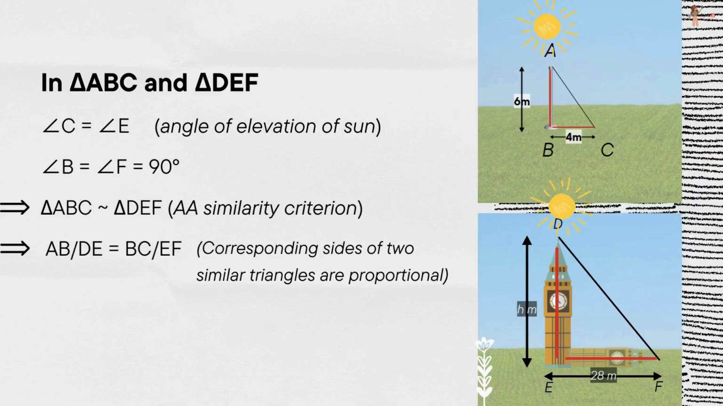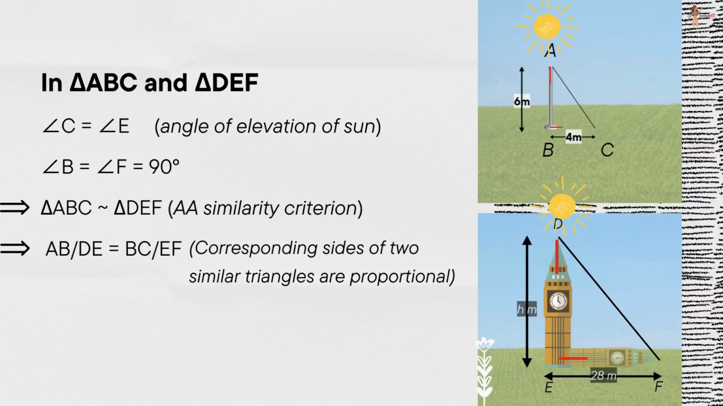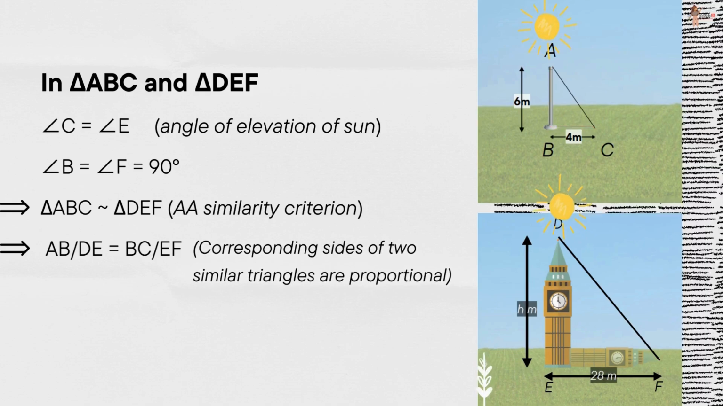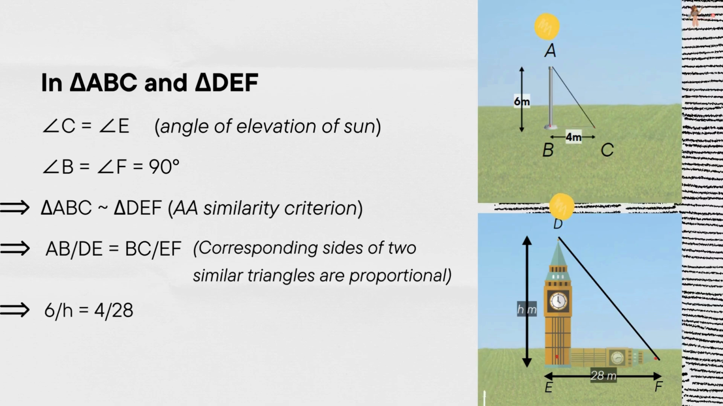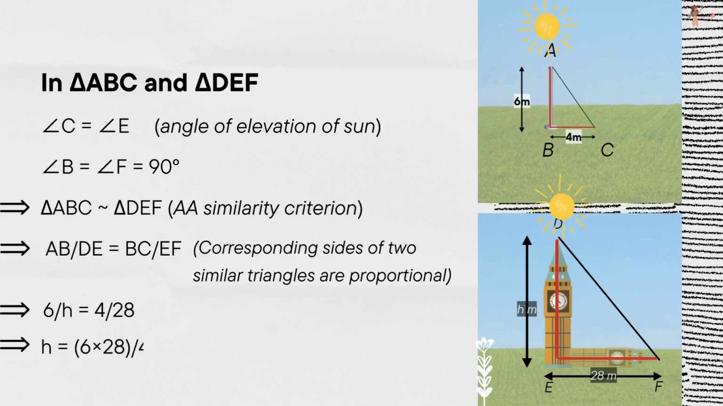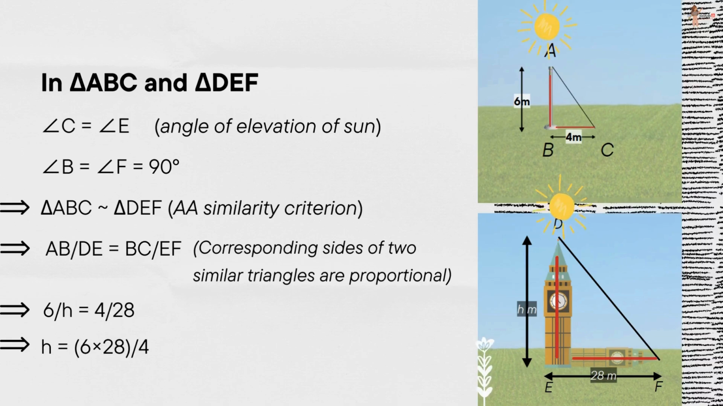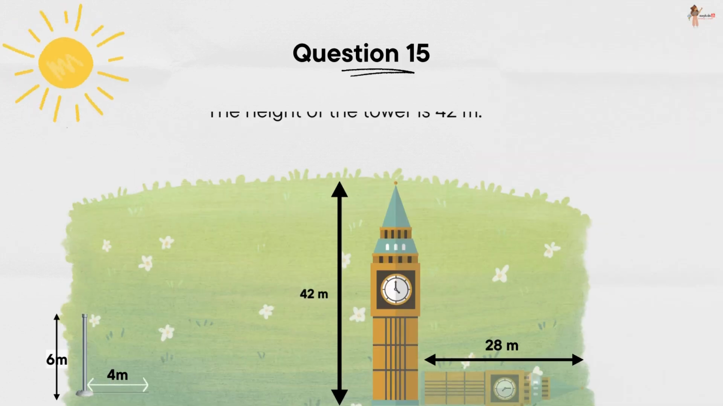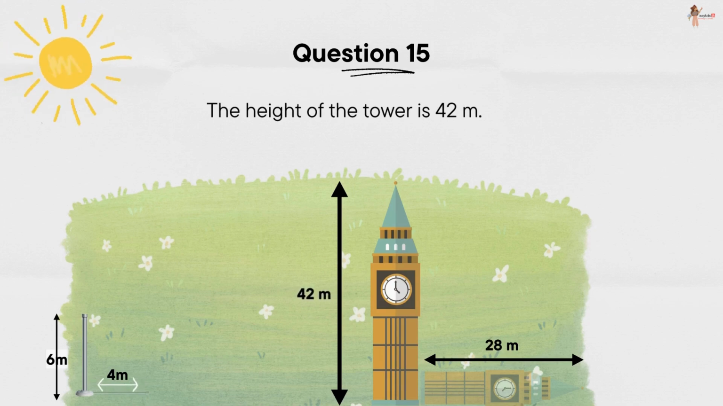Therefore, AB upon DE is equal to BC upon EF because if two triangles are similar, corresponding sides are proportional. That means 6 upon h is equal to 4 upon 28, or h is equal to 6 into 28 upon 4, that is h is equal to 42 meters. Hence, the height of the tower is 42 meters. Well, there is one more way to solve this question.